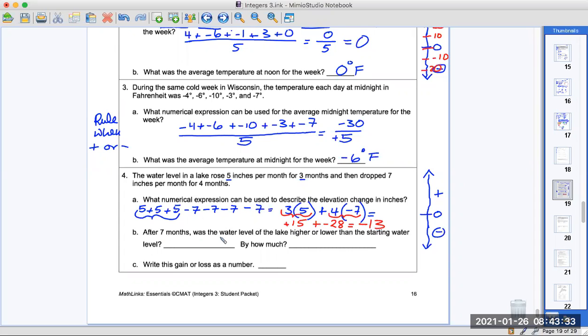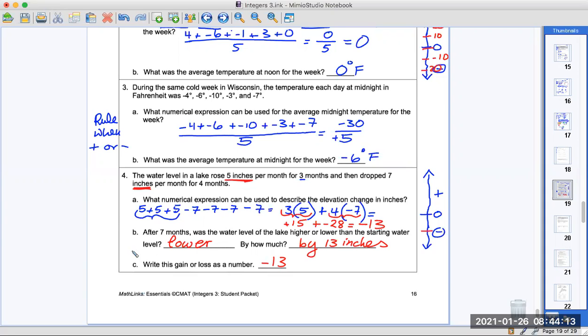So after 7 months, was the water level higher or lower? Lower. Because it's negative. So it's down here somewhere. By how much? By 13 inches. Because now I'm looking, what are we measuring in? Inches. Look it up here, it tells you inches. Write this gain or loss as a number, negative 13.